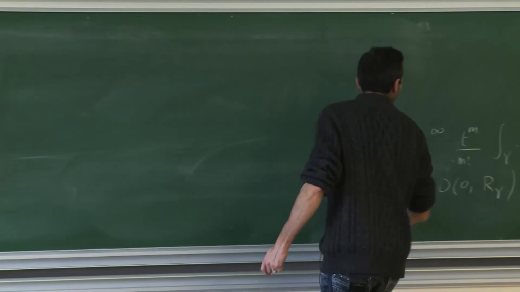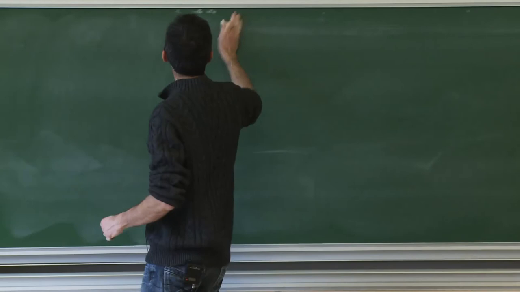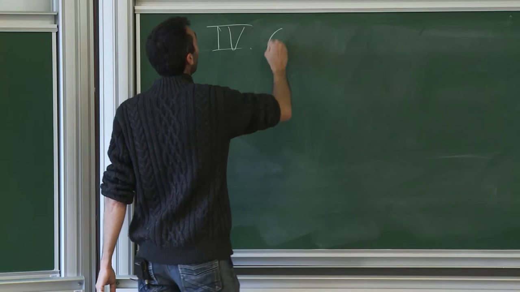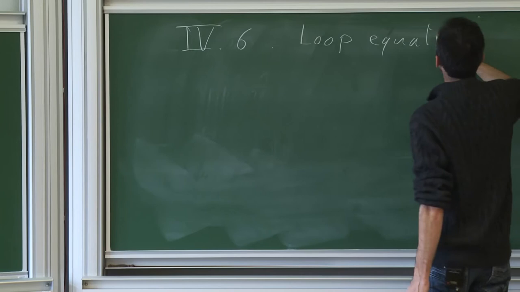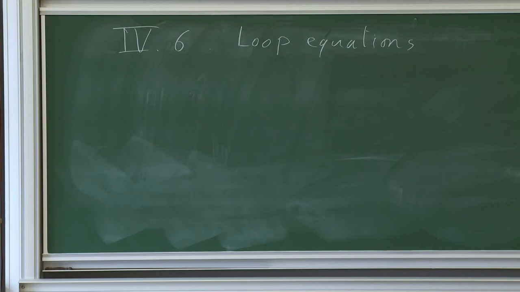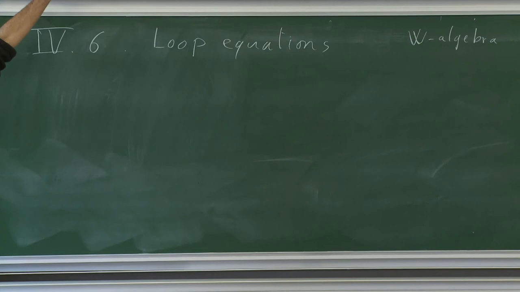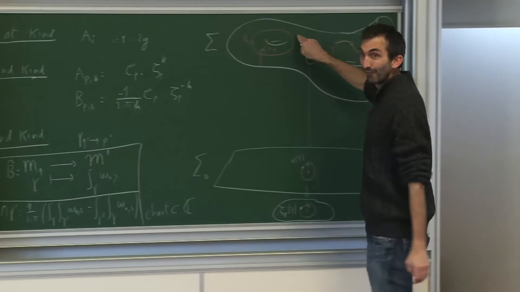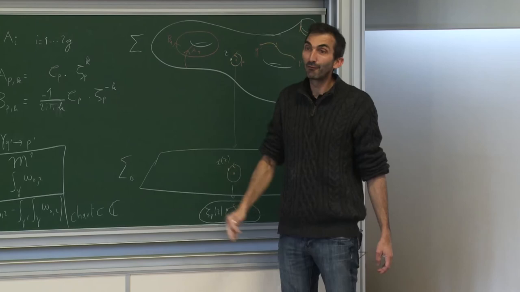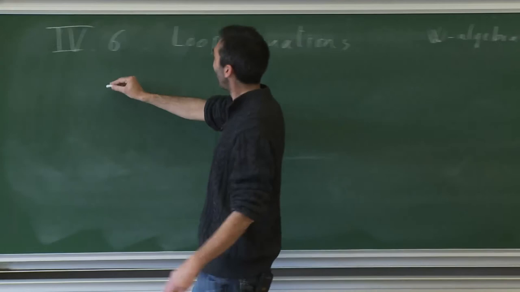So now I want to go to loop equations. I will call that loop equations. But in fact, this is very similar to Virasoro algebra equations or to W algebras. So the idea is the following. We have this operator delta z that is defined on the curve above. And somehow we want to define an operator defined on the base. So somehow we want to push delta z to the base.